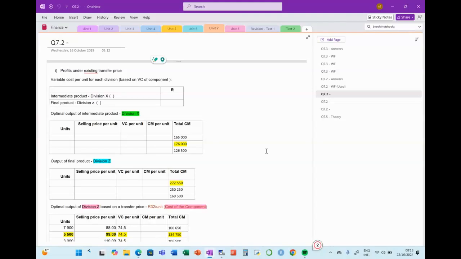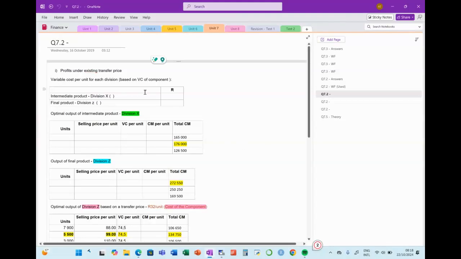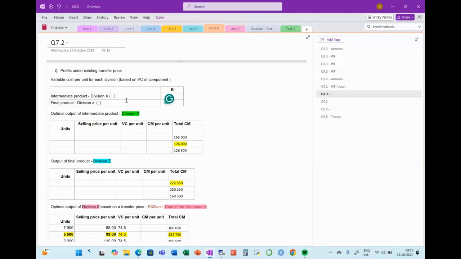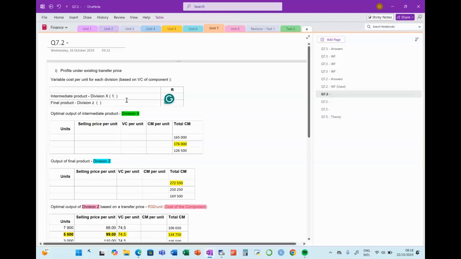Okay, right. So what do we need to do? First things first, you need to get your variable cost per unit for each of the divisions. Remember, Division X is the component, and for Division Z, it's the final product. So here, if we look at the total cost per unit for Division X, it's this 16 Rand 40 cents, isn't it?